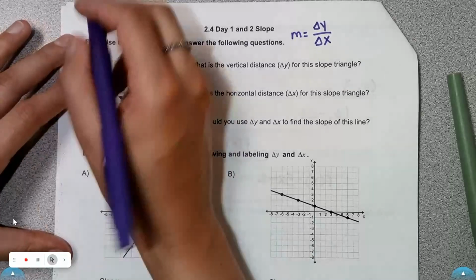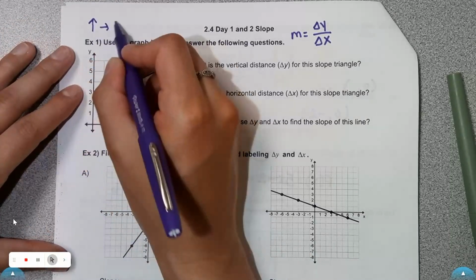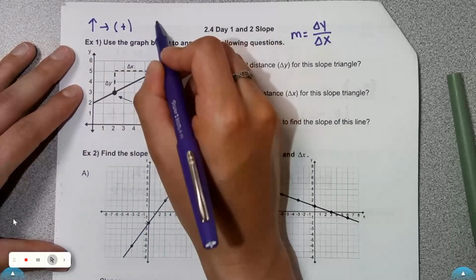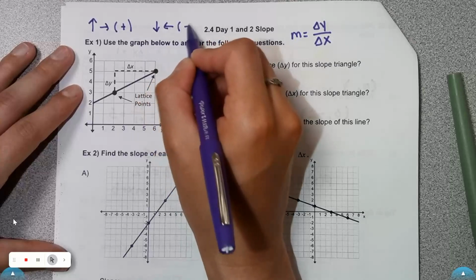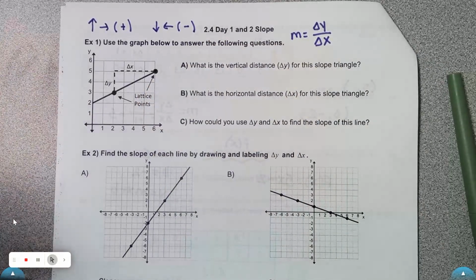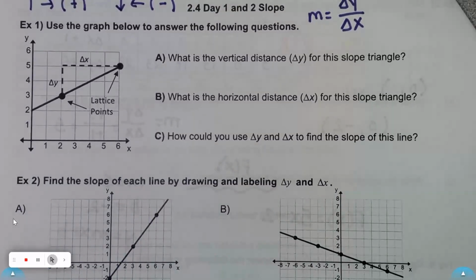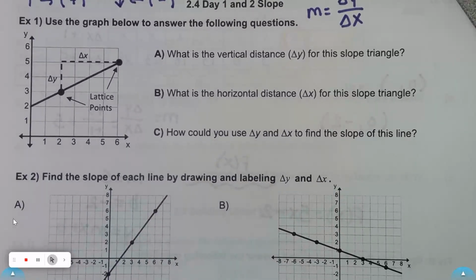And then another reminder is that when I'm moving, if I go up or to the right, it's positive. If I go down or to the left, it's negative. So that does affect your number depending on which direction you're going. Okay, so let's look at example number 1. It says, what is the vertical distance, the change in y for this slope triangle?